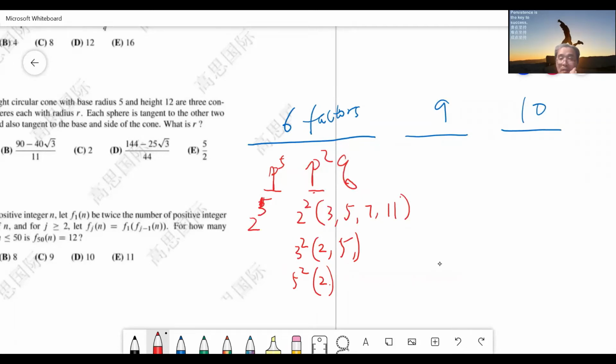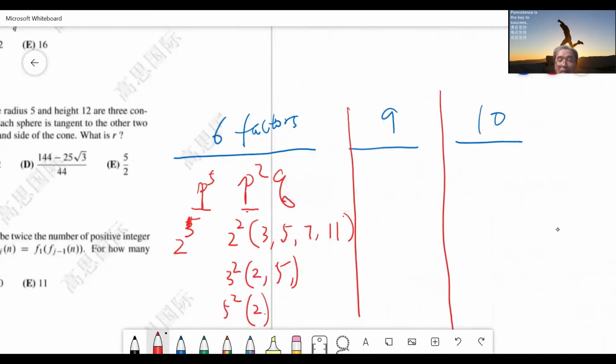Okay, I don't think so, right? So that's all in this one. So now we look at n with 9 divisors. With 9 divisors, that must be a perfect square, right? So the simple form is going to be p squared times q squared.